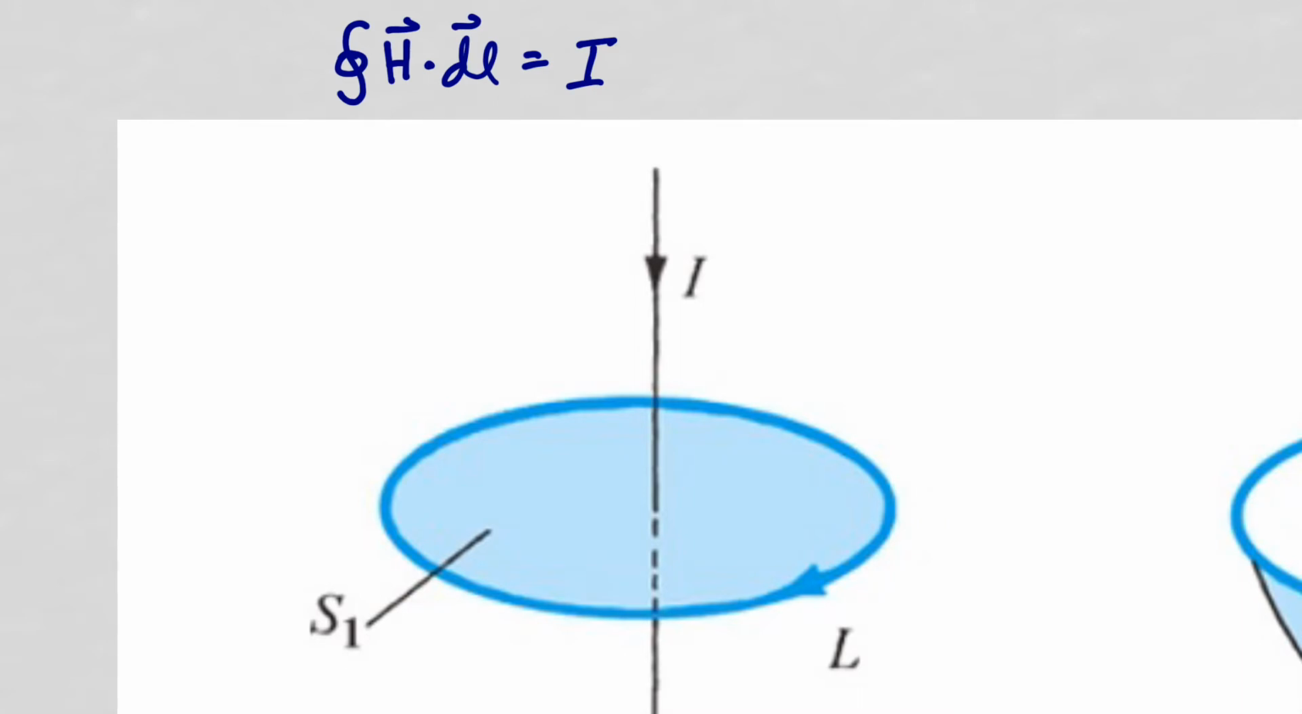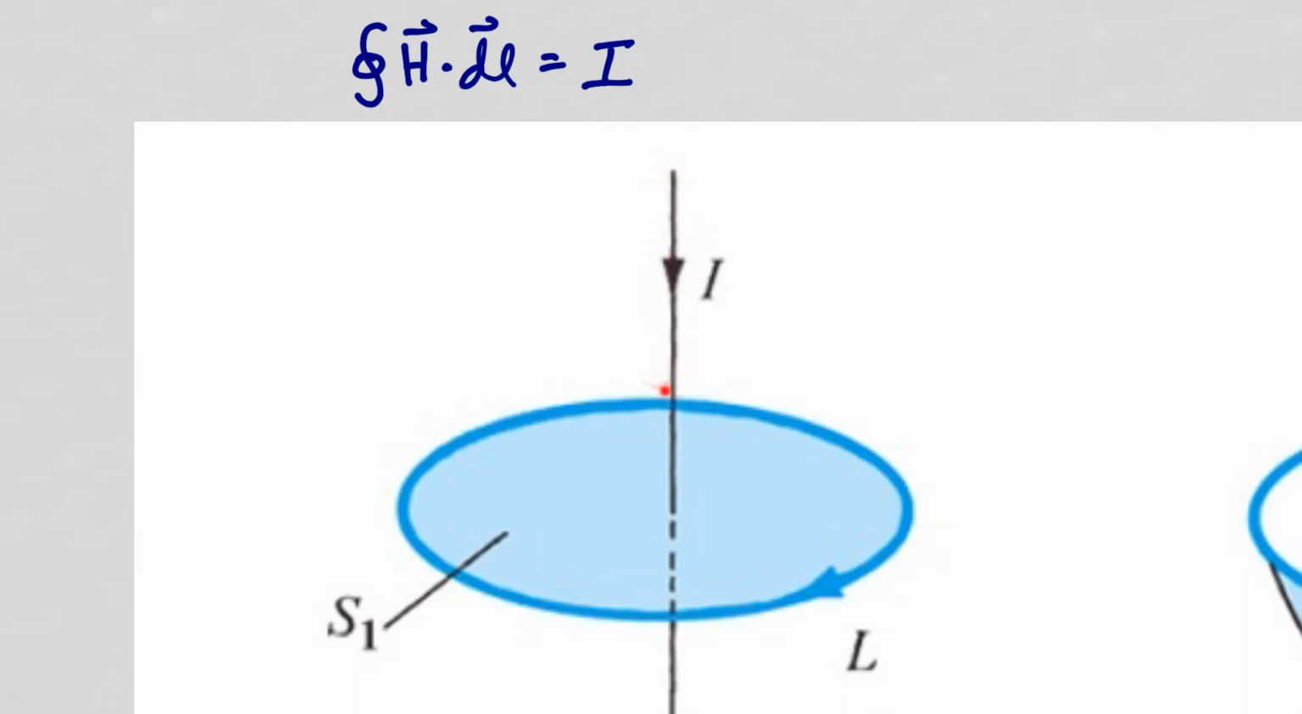Ampere's circuital law tells us that the integral of H dot dl around a closed path is equal to the current that's flowing through the surface whose perimeter is defined by that closed path. It was known that something was missing from that equation.